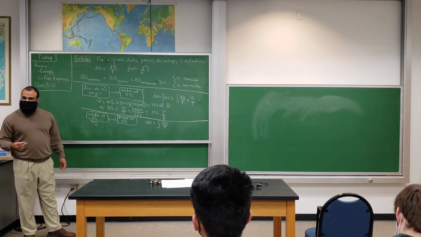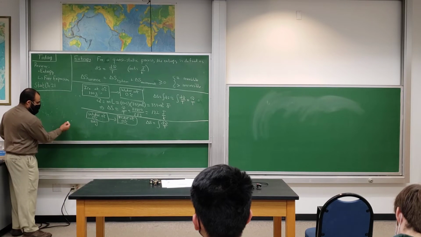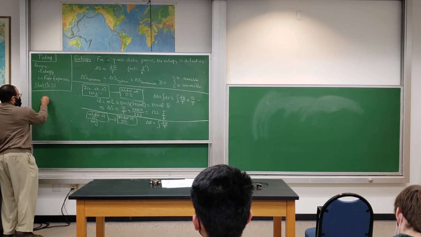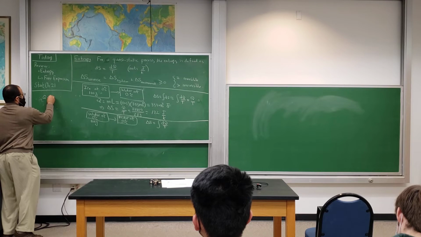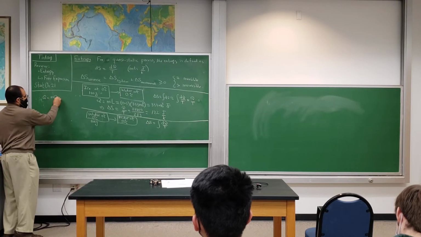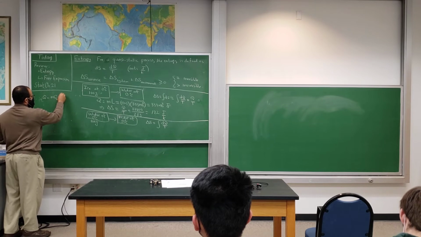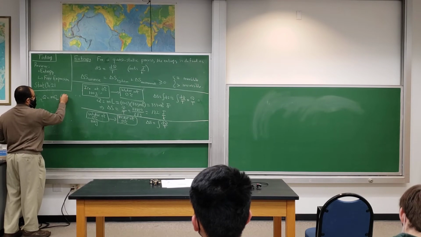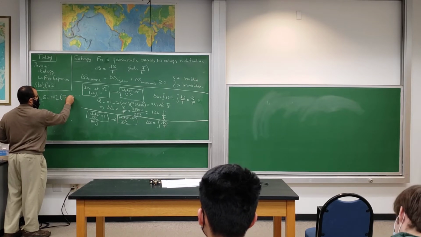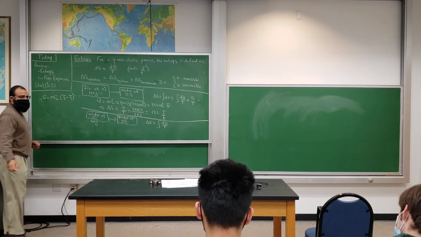But what is dQ? Well, remember, let me be a little more detailed. I wasn't as detailed last time. So delta Q, the amount of heat that you have to add, is the mass times the specific heat of water, times delta T. And delta T is the final temperature minus the initial temperature.